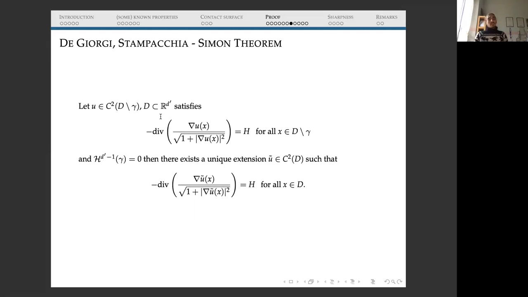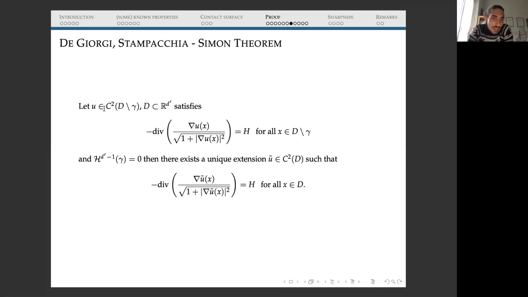So this theorem tells you that if you have a function U which is C2 on D minus gamma, now D is contained in R^(d'), because since I have this graph representation, I will have to move from d to d minus 1. And so for the sake of clarity, I just set here d' to be d minus 1. But it's fine. I mean, this is actually true in all dimensions. In particular, you can rename the dimension.